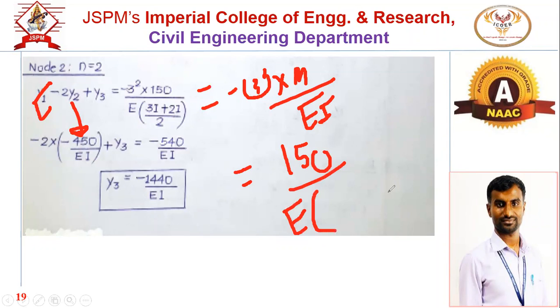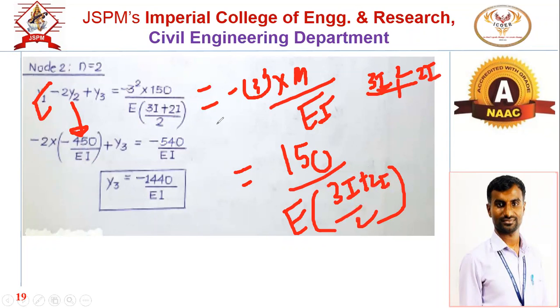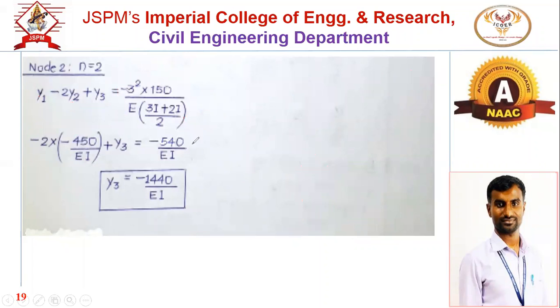E is common, but the cross section is changing. What is the cross section? This is the second node. Here it is 3I, thrice of I, and on the right hand side it will be twice of I. We have to take the average of both, 3I plus 2I divided by 2, like this. So it will be 2.5I. Okay, and if you further simplify this term, the right hand side will be minus 540 by EI. So this is the value of y2, y1 will be 0. If you further simplify, you will get the value of y3, that is the maximum deflection at the free end.